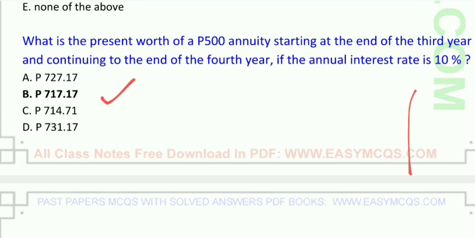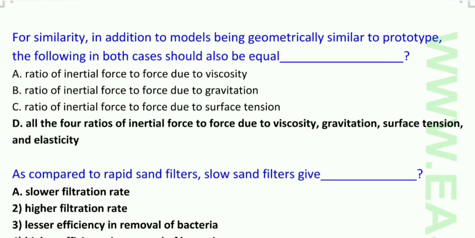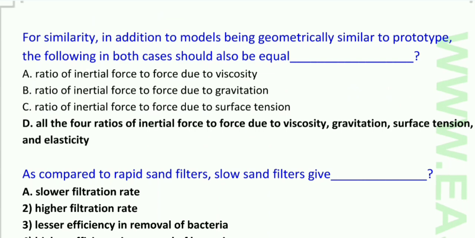Next question. For similarity, in addition to the model being geometrically similar to the prototype, the following in both cases should also be equal: all of the four ratios of internal force due to viscosity, gravitational, surface tension and elasticity.